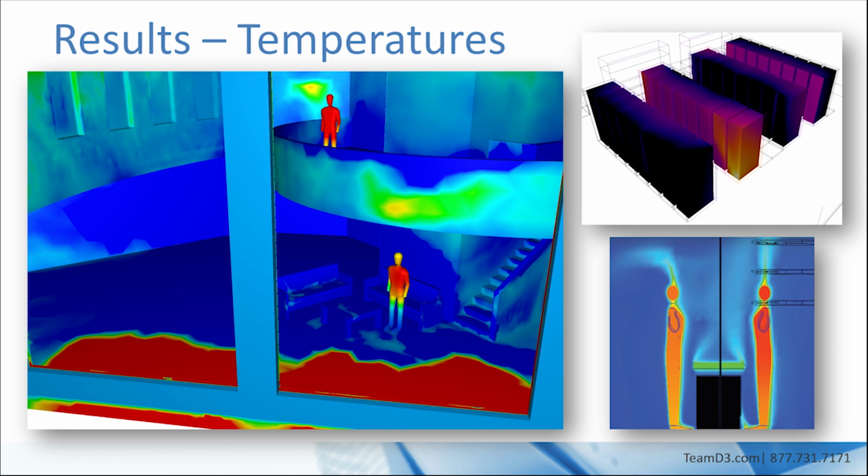Of course, we're interested in temperatures. CFD can give us those temperatures. They're shown visually in a number of ways, typically with a color gradient, each color representing a magnitude of temperature. The actual magnitudes can also be measured and displayed at any point in the domain.